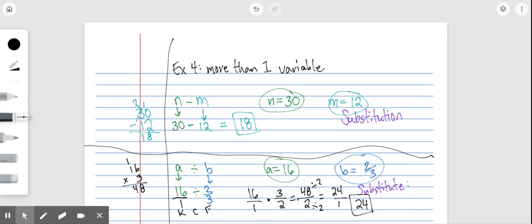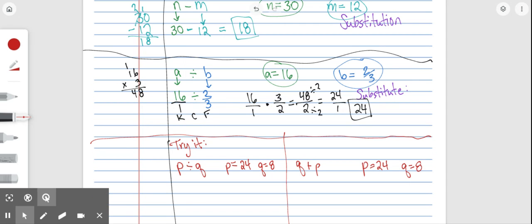Okay, here's some triads. For the triads, I have p divided by q, where p equals 24 and q equals 8. And then I also have q plus p, when again p equals 24 and q equals 8. So take a minute, pause the video, try those two.